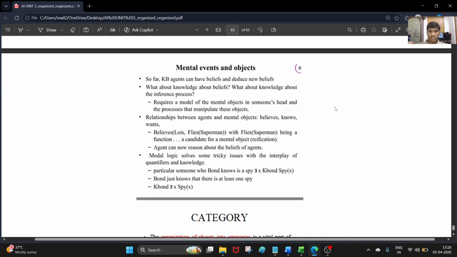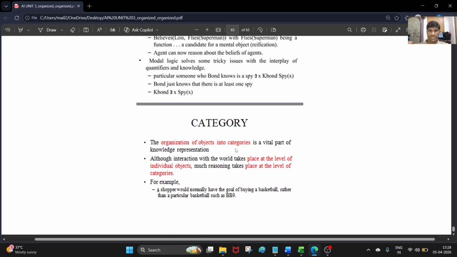Mental events and mental objects. So far, knowledge-based agents can have beliefs and deduce new beliefs. But what about knowledge about beliefs? What about knowledge about the inference process? This requires a model of mental objects in someone's head and the processes that manipulate these objects. What a human brain thinks and how those things can be represented forms the mental event and mental object categories. So this is the last.